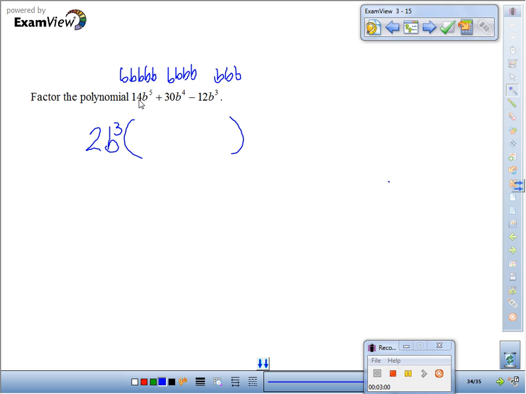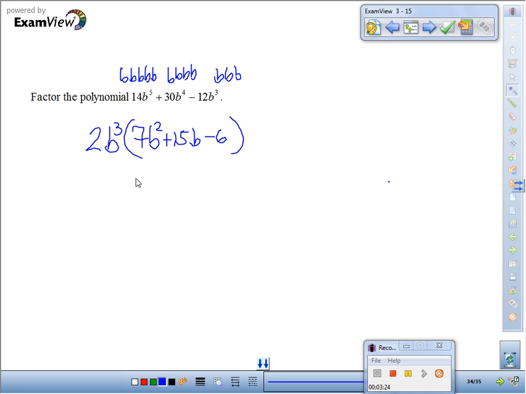So let's simplify. 14 divided by 2, 7. What's left if we took out the b to the 3rd? B squared. Plus 30 divided by 2, 15. And we're left with b. And negative 12 divided by 2, that's negative 6. And we took out already the b to the 3rd. Okay. So step 1, GCF.